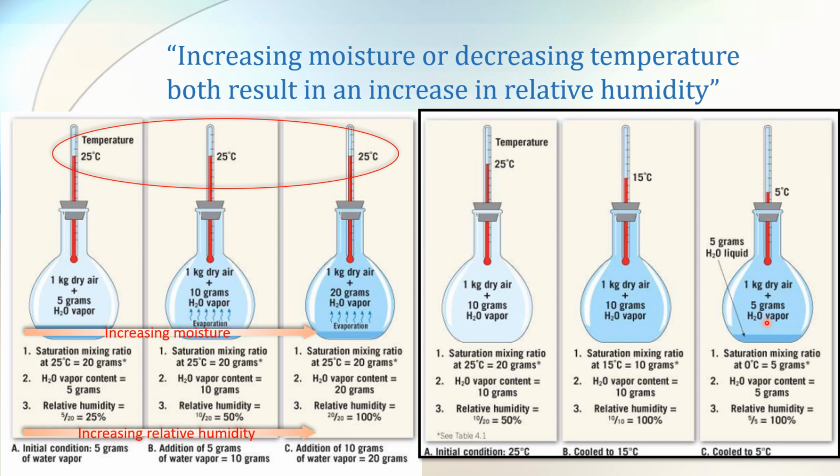If you increase the temperature, then the relative humidity is decreased. That means the air becomes drier if you increase the temperature. And there is more moisture in the air if you decrease the temperature. So that's what the relative humidity is all about.